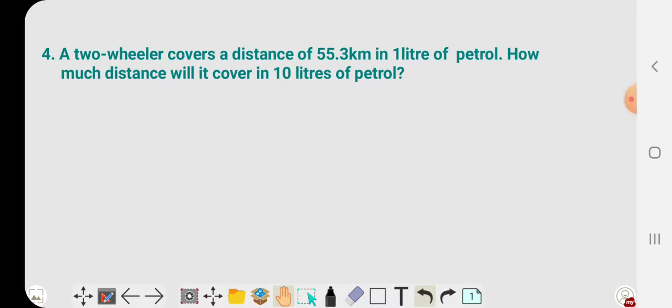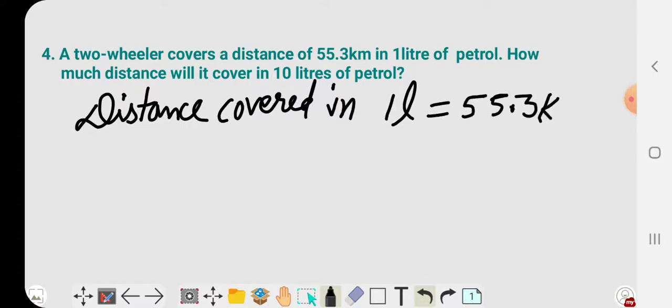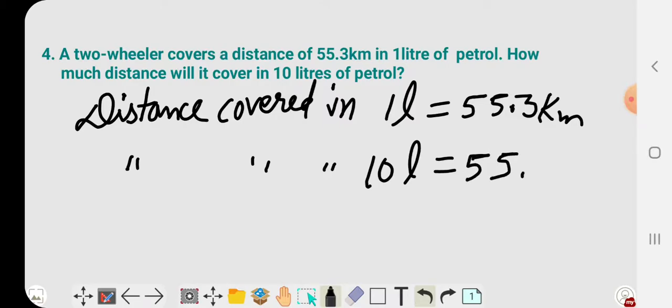It covers 55.3 km in 1 liter of petrol, means in 1 liter of petrol how far can it go, how far can it travel? 55.3 kilometers. So the distance covered in 1 liter of petrol is 55.3 kilometers. So they are asking for the distance covered in 10 liters of petrol. So it will be multiplied by 10.